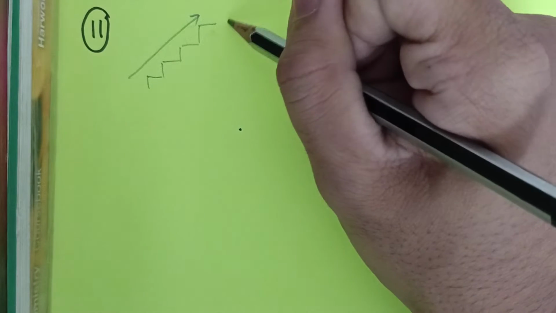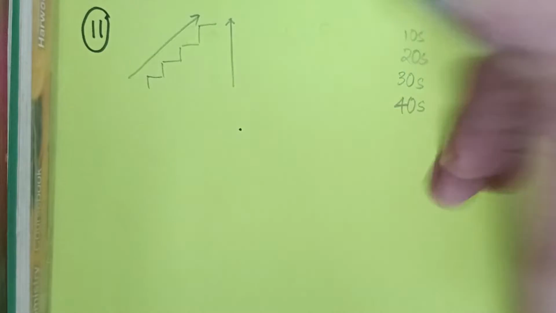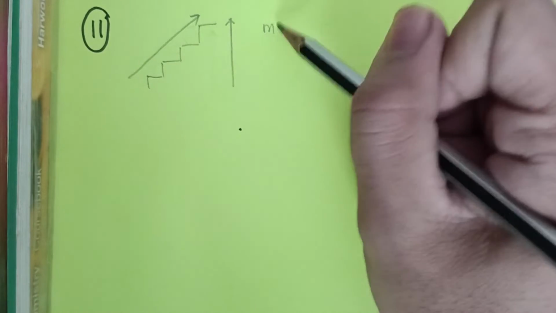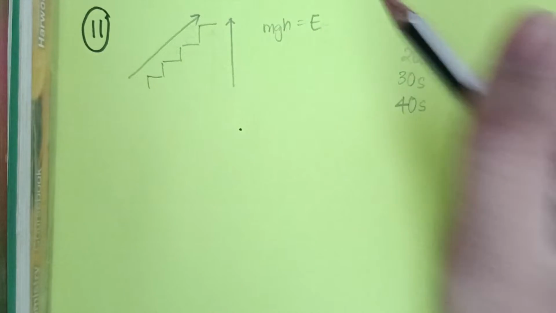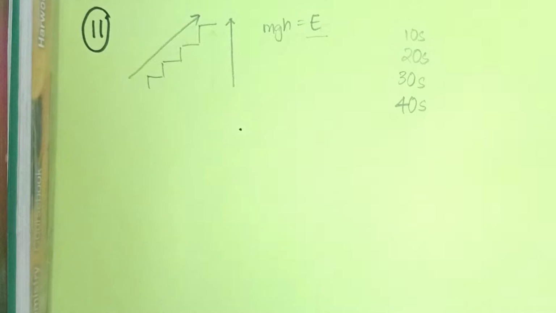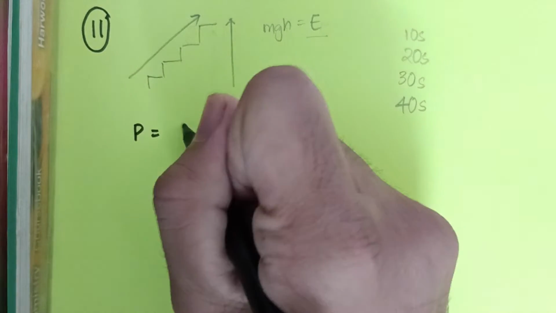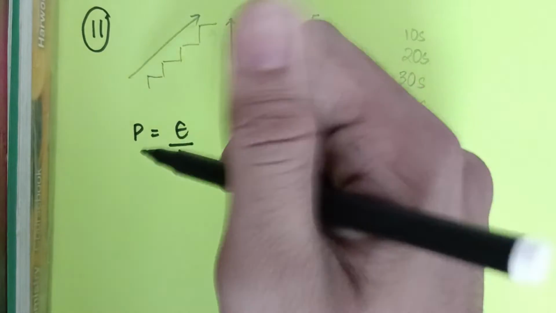Now something that should come to you immediately, that is that the energy spent by the child is the same throughout the 4 times. It is mgh, and it is the work done against gravity. E here is constant for all the 4 times. The formula for power is equal to E by T.